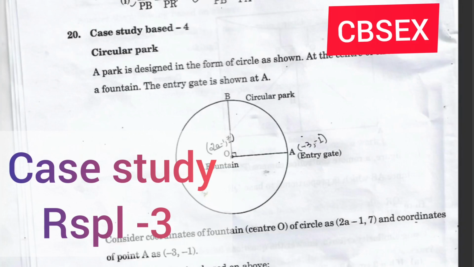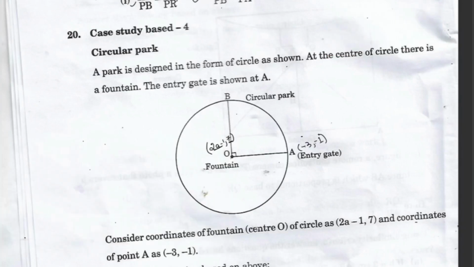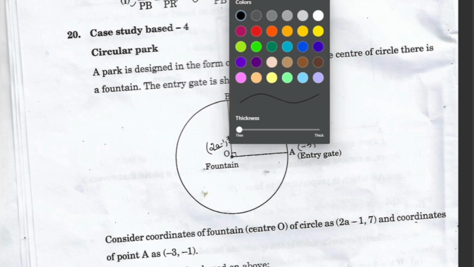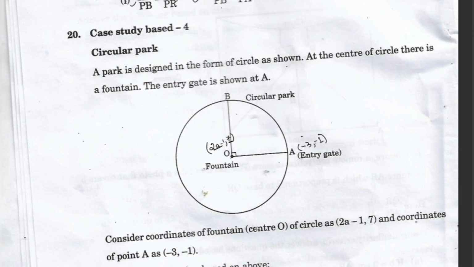Hello children, let us work out the next case-based study, that is RSPL 3, 28th question. This is based on coordinate geometry. A park is designed in the form of a circle and the center of the circle is at this point, and the entry gate is shown at A.